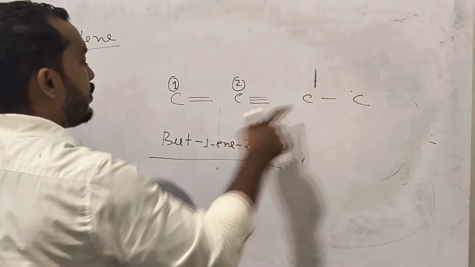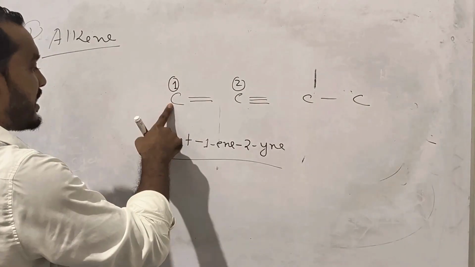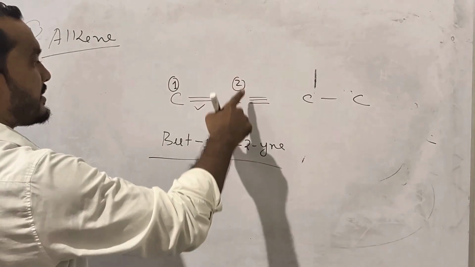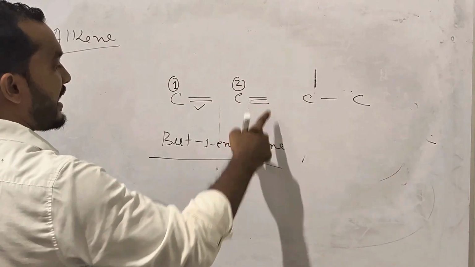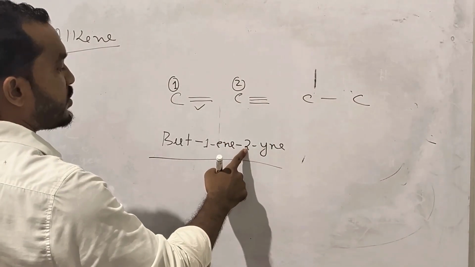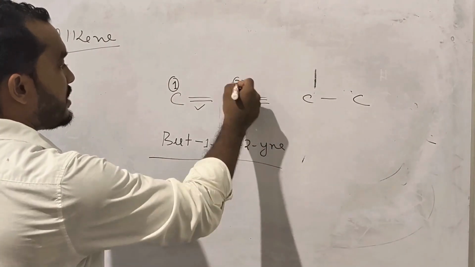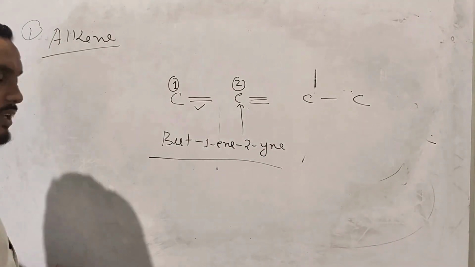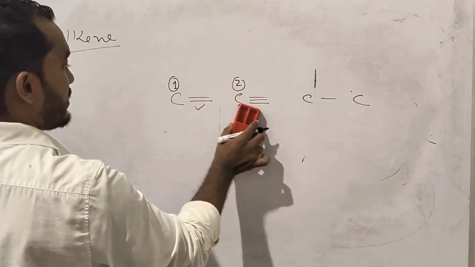Because this is the parent chain, 1 2 3 4 carbon is there. So at the first carbon there is alkene, so ene. Okay, at the second carbon there is alkyne, so this 2 means what? Which position? Second position. What is there? Yne is there.